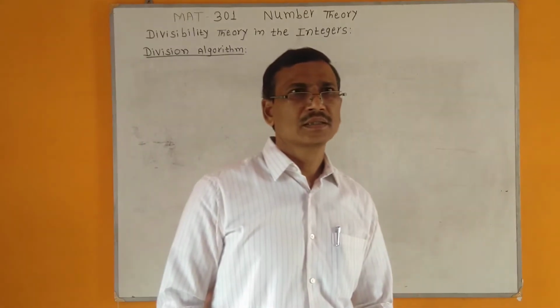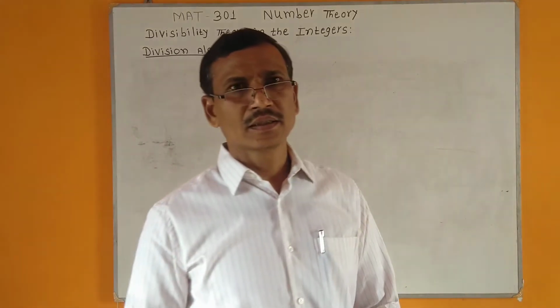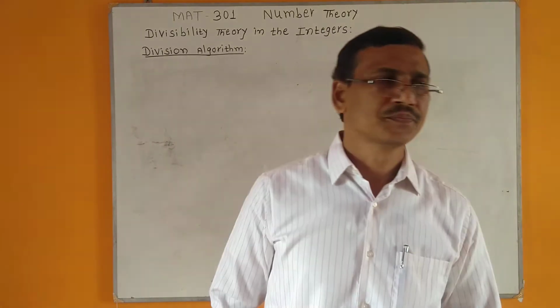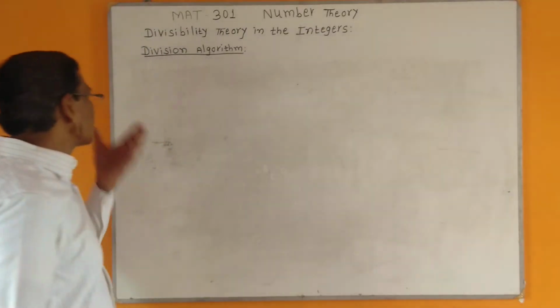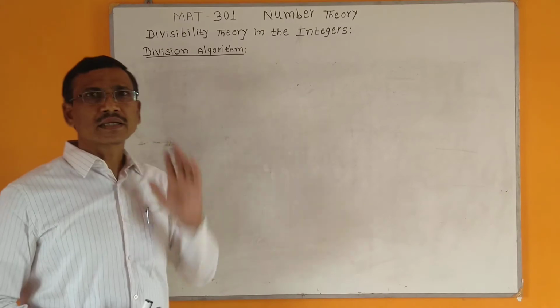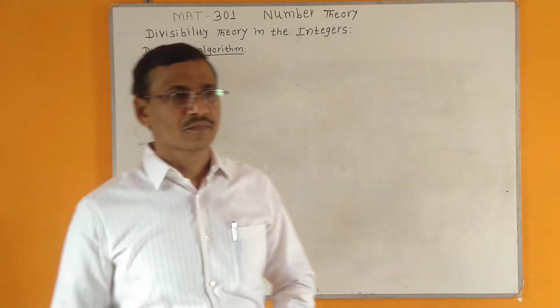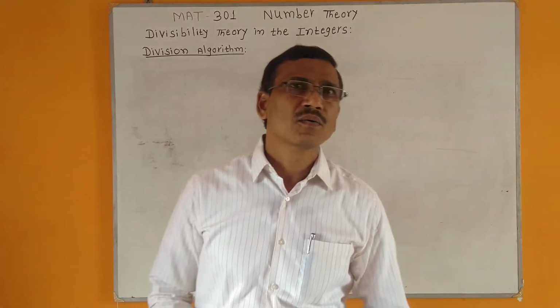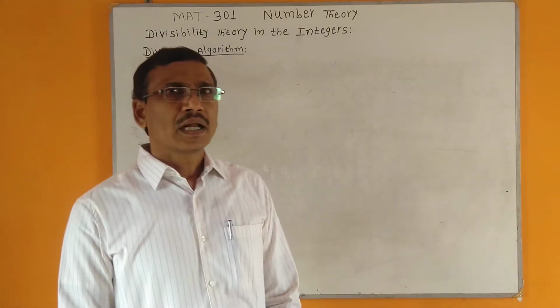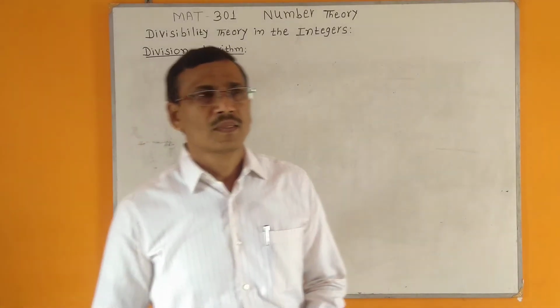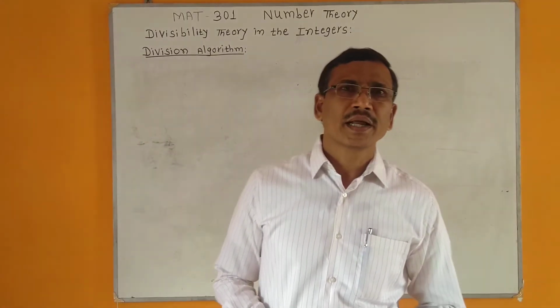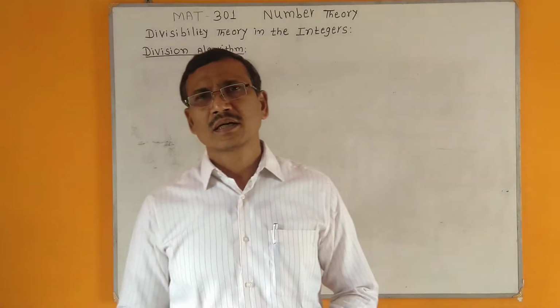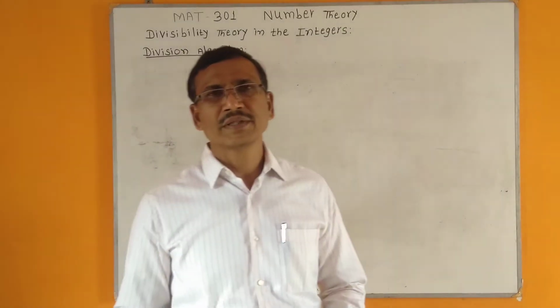First chapter is divisibility theory in the integers. Now in this chapter at first we shall see what is a division algorithm. From school level we know that dividend is equals to divisor into quotient plus remainder. This is the division algorithm.